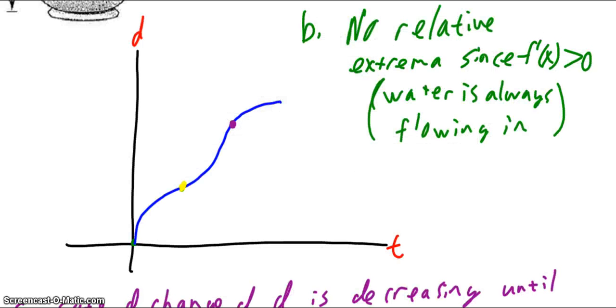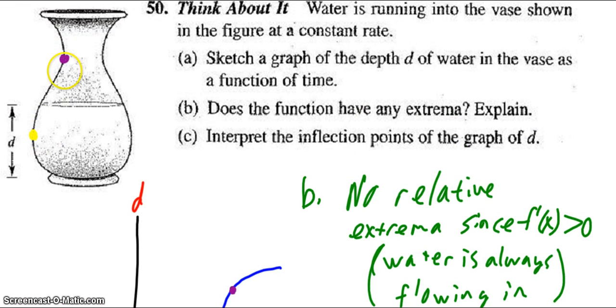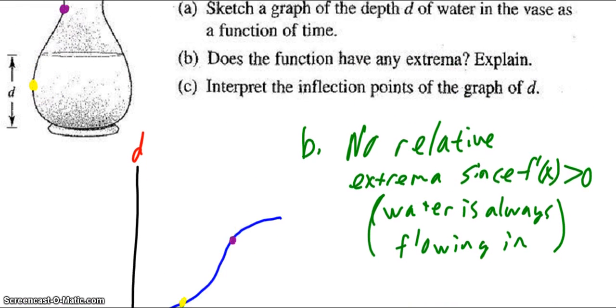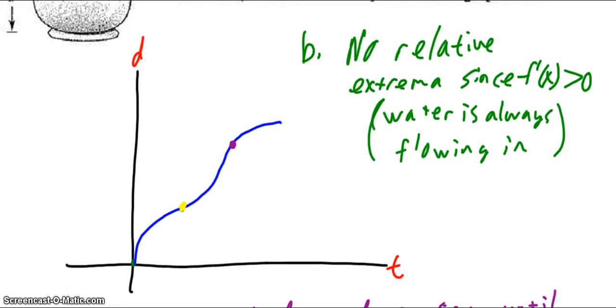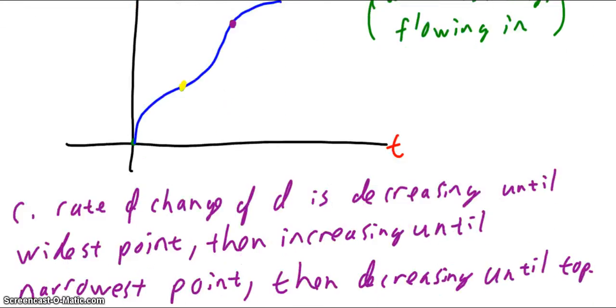Okay, so the function d with respect to time should look something like this. Obviously, the depth is 0 when time is 0. And then the inflection points are the widest and narrowest point on the vase. So we'll talk about those in part C in a second. There are no relative extrema since the derivative is always positive because water is always flowing into it. So there are no relative extrema.